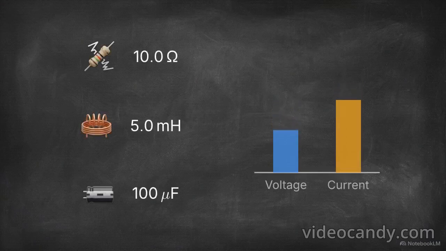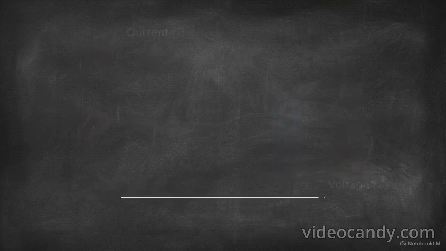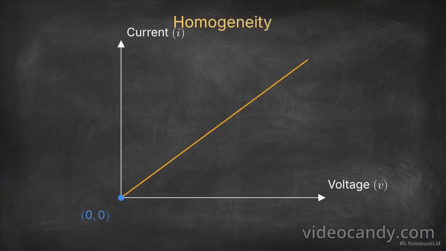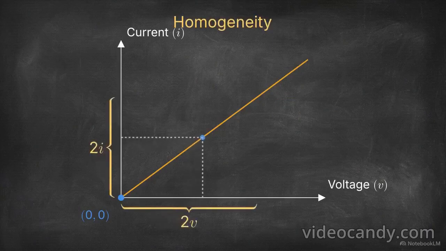A linear circuit is one whose parameters, resistance, inductance, and capacitance, remain constant regardless of the voltage or current applied. Linearity is diagnosed using a voltage ampere, or VI, characteristic graph. An element is linear if and only if its VI characteristic forms a straight line that passes exactly through the origin at 0, 0. To maintain this straight line, the element must satisfy two mathematical axioms.